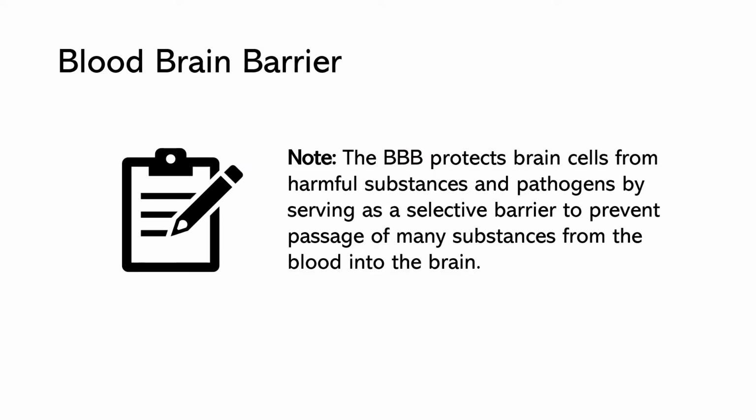When we refer to the blood that is flowing to the brain, it's important to note that there is a barrier between the blood and the brain cells. This barrier is known as the blood-brain barrier, or the BBB. The blood-brain barrier protects the brain cells from harmful substances and pathogens by acting as a selective barrier and preventing the passage of many other substances that are found in the blood into the brain.